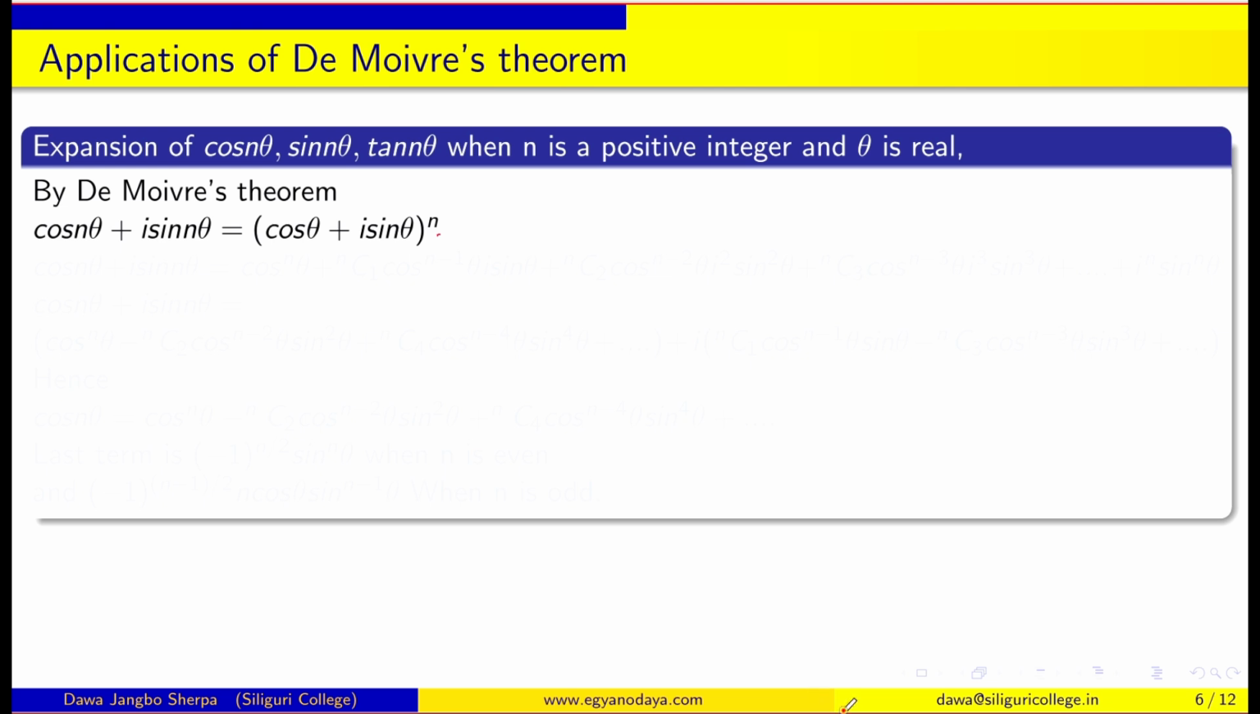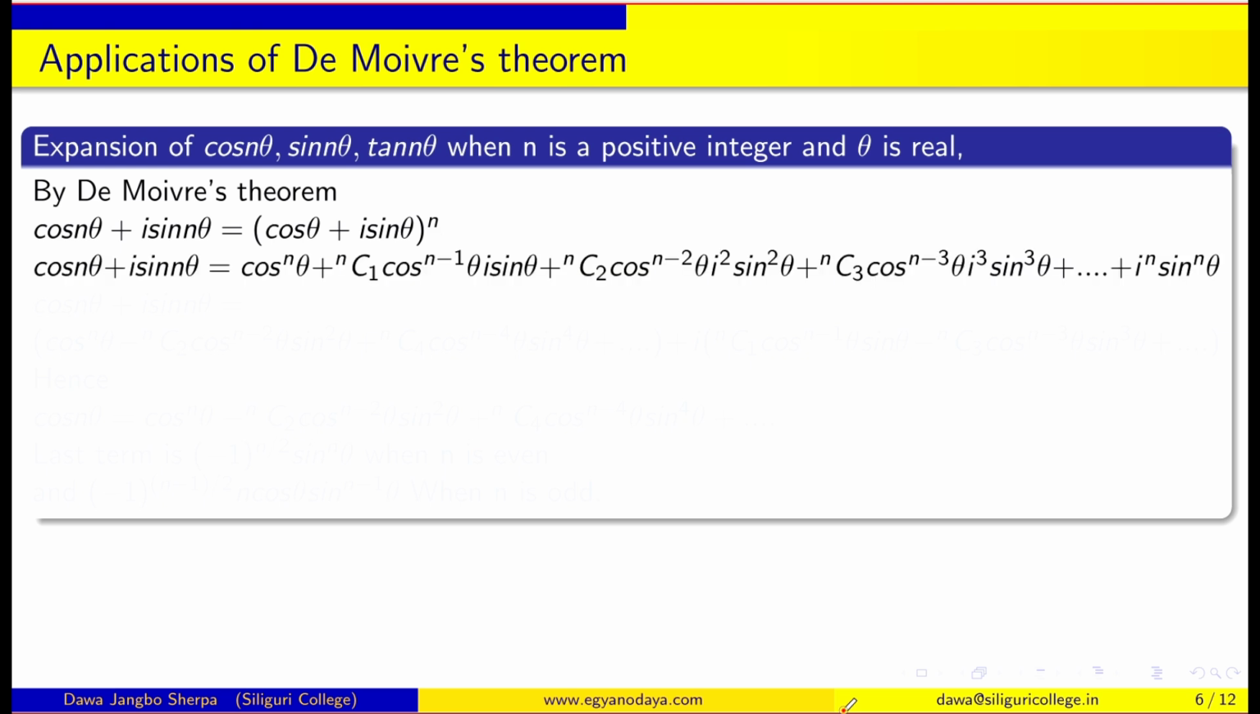Now I can expand this (cos theta plus I sin theta) whole to the power n by binomial expansion. We are going to use the binomial expansion, so it will be cos to the power n theta plus nC1 cos to the power n minus 1 theta I sin theta, plus nC2 cos to the power n minus 2 theta I square sin square theta, and so on. So this is the binomial expansion.